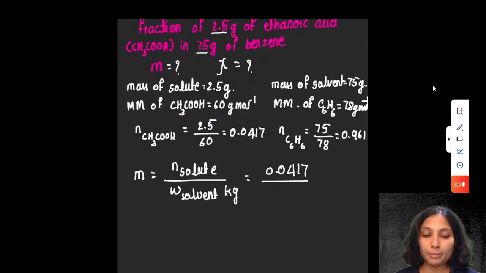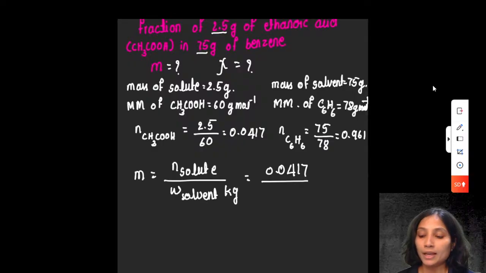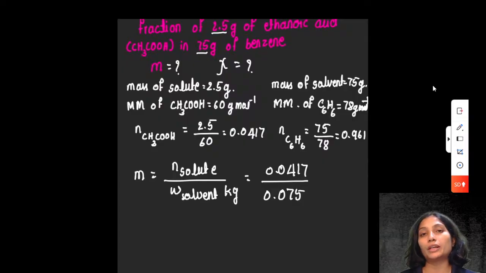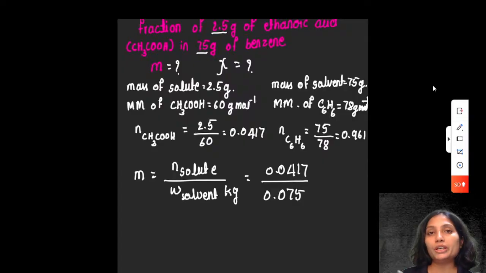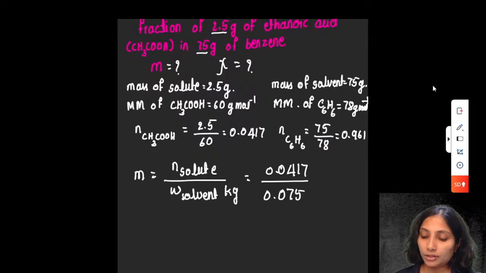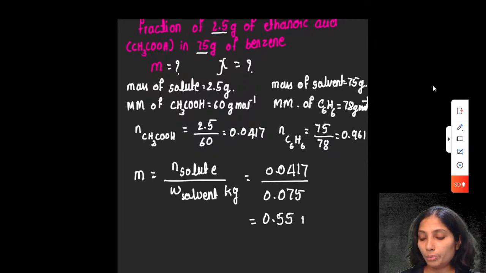So number of moles of solute is 0.0417, divided by mass of solvent, which is given. What is the mass of solvent in kg? It's given 75 gram. 75 gram is nothing but 0.075 kg, or 75 divided by 1000 also you can write. Multiply this equation with 1000, you will get the answer. So how much do you get here? This is nothing but 0.55 mole per kg.